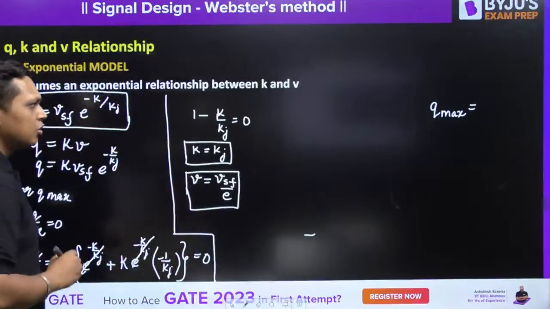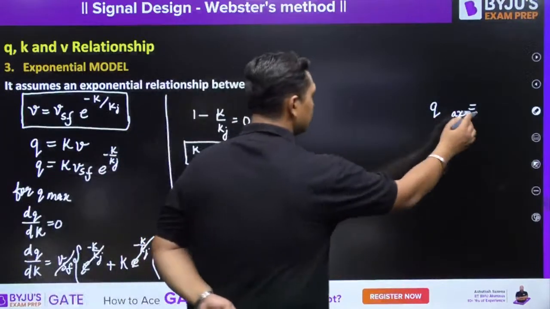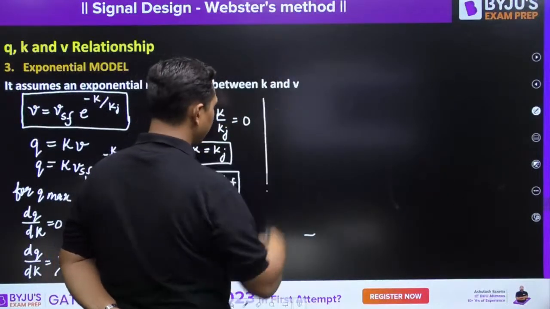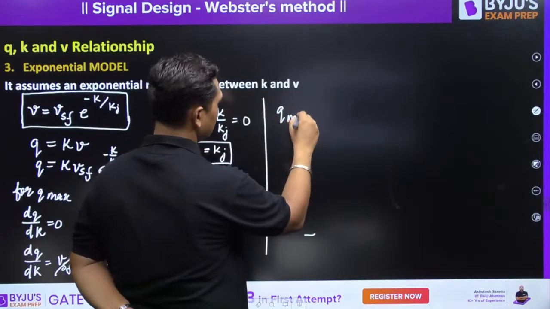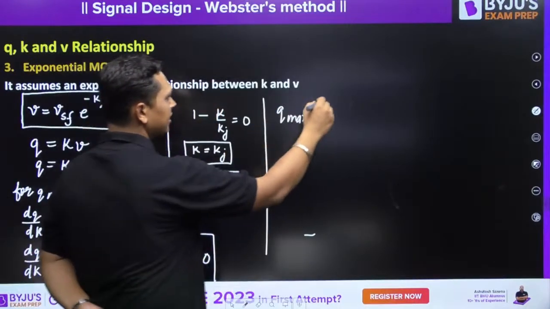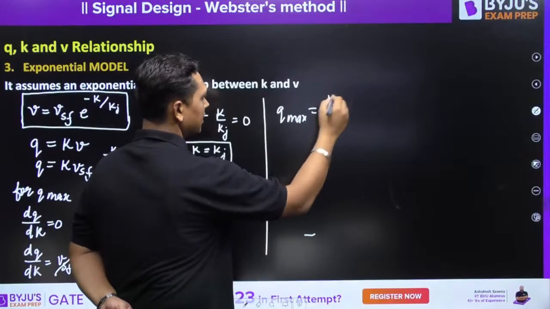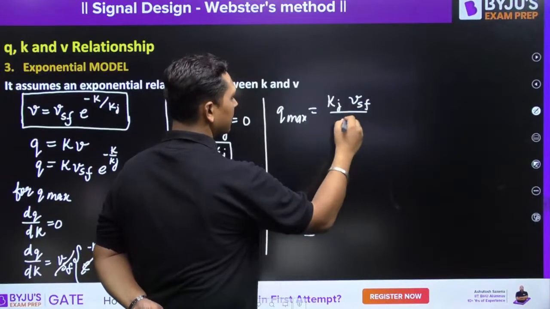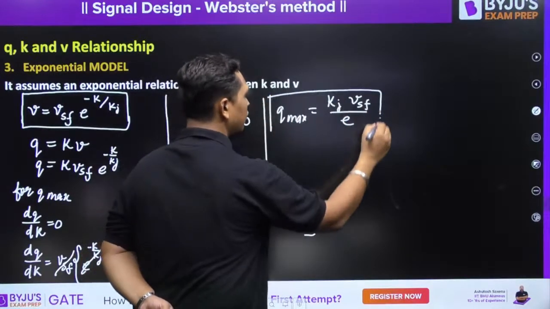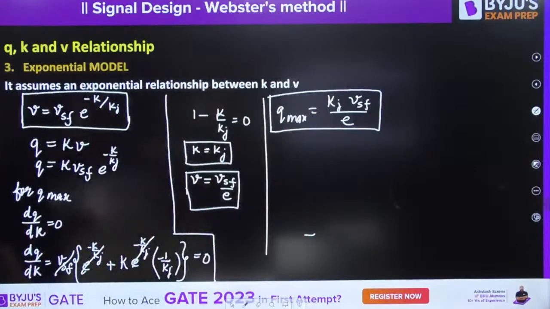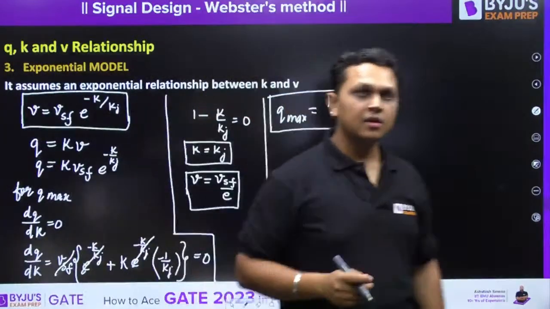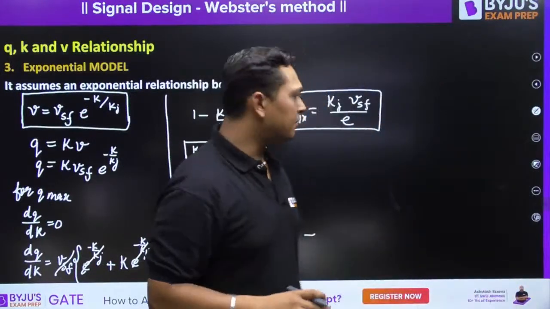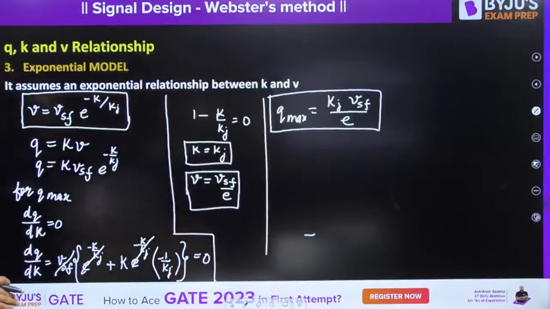So Qmax equals Kj into Vsf by e. So the Qmax will again come out to be the same as that of the previous case. Both are giving us the same value. Okay, so good try everyone. Very good.